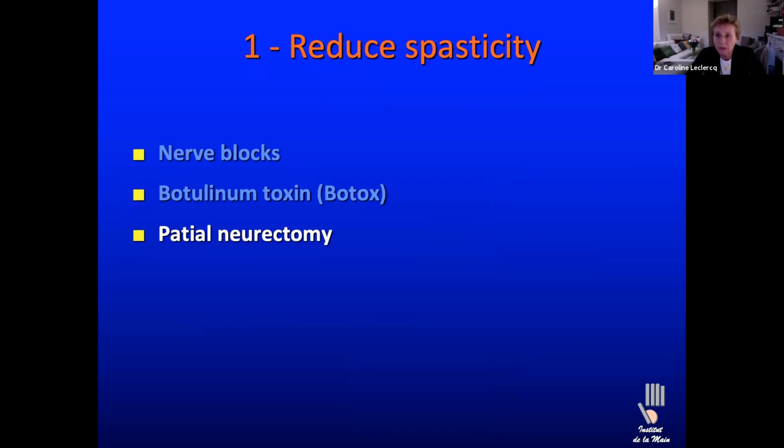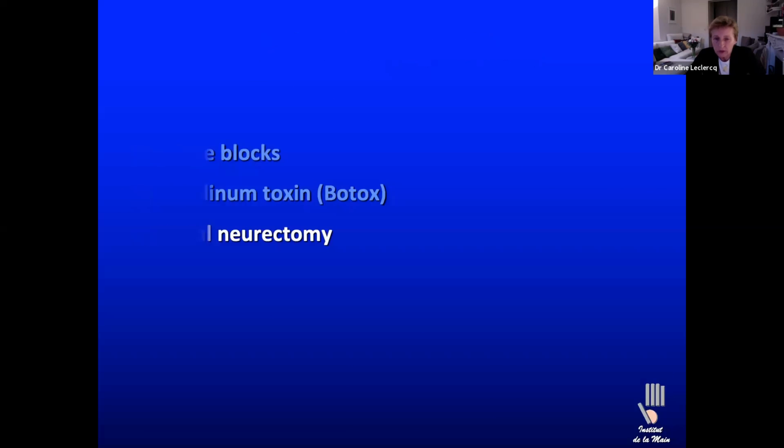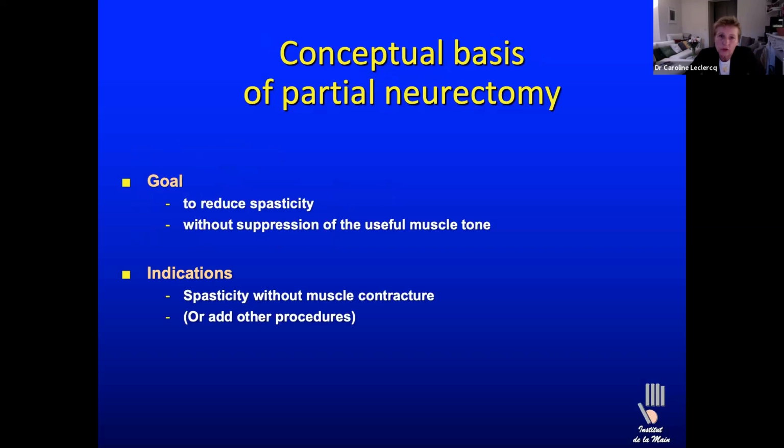We all know about complete neurectomy, which is going to make a muscle paralyzed. But here we're talking about partial section of a nerve. So we're dealing with motor nerves, and our goal is to reduce the spasticity without suppressing the useful muscle tone. And of course, this type of surgery is indicated only in spastic muscles without muscle contractures, or you need to add other procedures to get rid of the contracture.